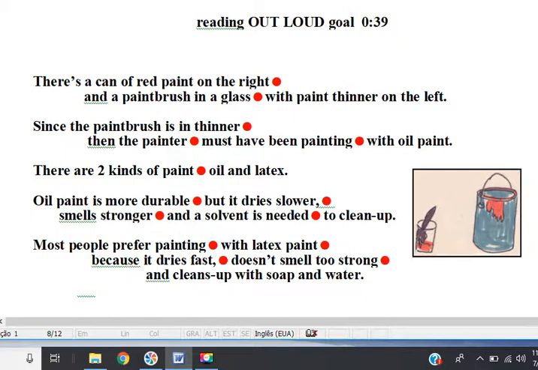Oil paint is more durable, but it dries slower, smells stronger, and a solvent is needed to clean up. Most people prefer painting with latex paint because it dries fast, doesn't smell too strong, and cleans up with soap and water.